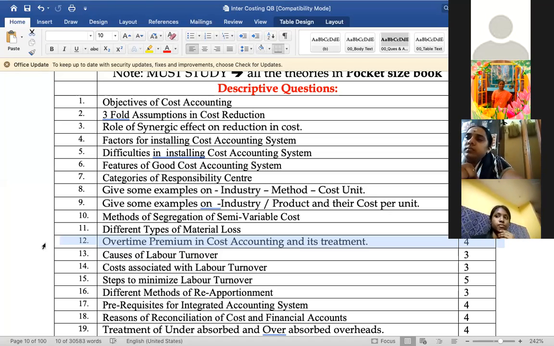Then they have to pay extra money, overtime premium. So from the company's point of view, the cost incurred to produce a product is additional. What do they have to do? Clear? That's the treatment.